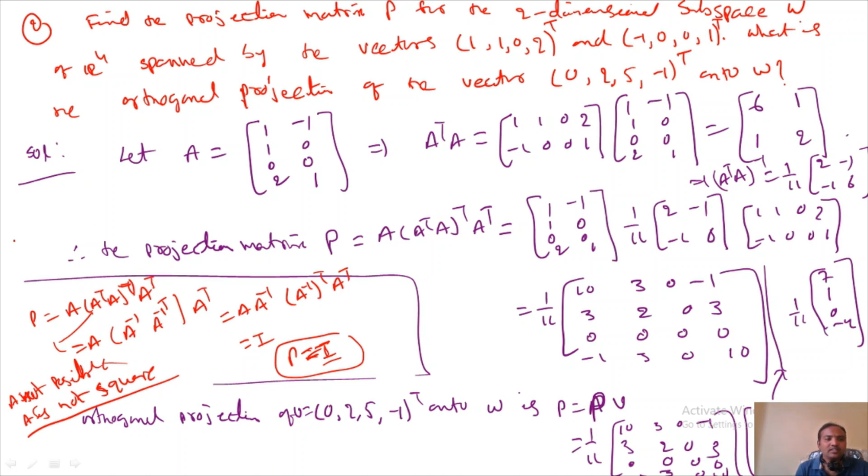One more thing. We are writing the error E equal to V minus P. That means we can write V equal to P plus E. That means the vector we can split into two: the projected vector and the error vector.